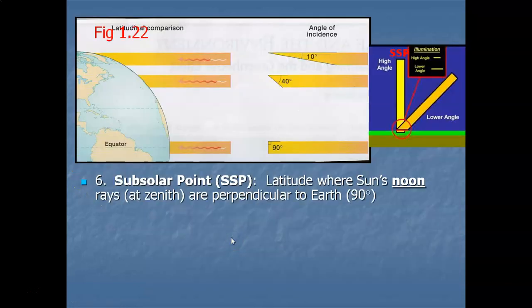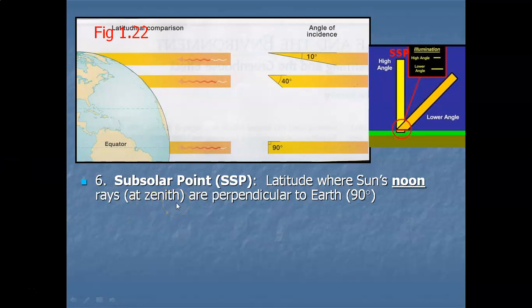Now, the 6th and final factor is probably the most difficult concept to understand. It's called the subsolar point, and we're going to be abbreviating it SSP. Now, it's a term we're going to be using a lot for many, many weeks. But what it is, it's a latitude location where the sun at noon is perpendicular to Earth. It's directly overhead. And we're talking about the sun at noon, and that's when the sun is at its highest in the sky. And when it's at its highest point, it's called its zenith.